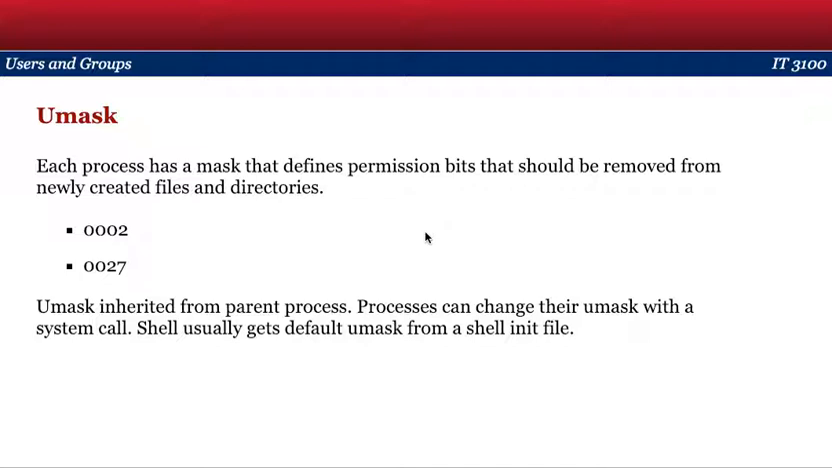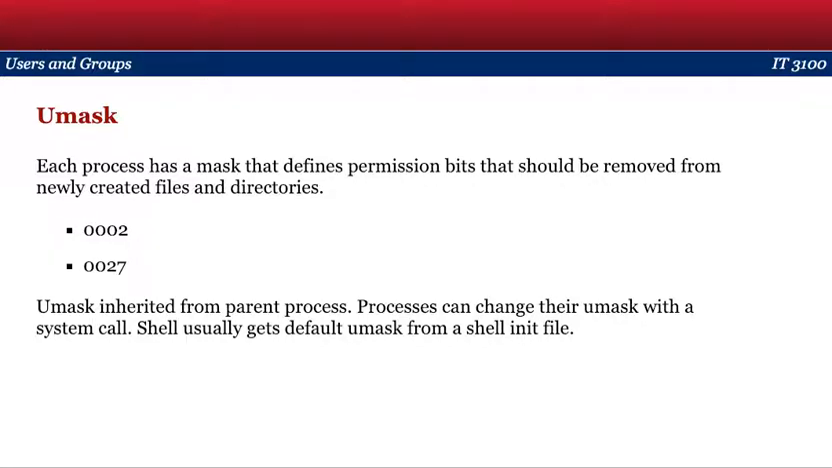So the umask basically says the permission bits that should be removed from newly created files and directories. This umask is inherited from the parent process. Processes can change their umask with a system call. The shell usually gets a default umask from a shell initialization file.